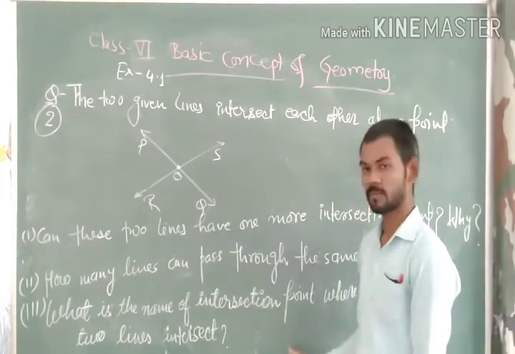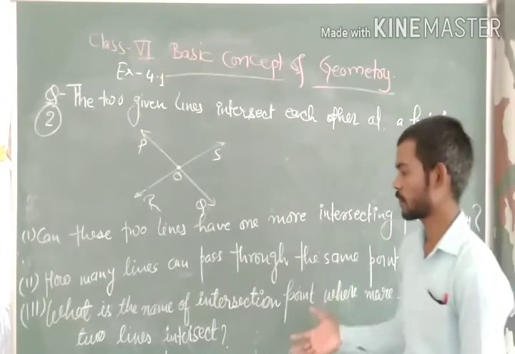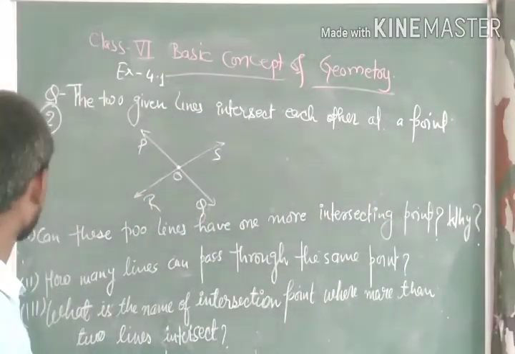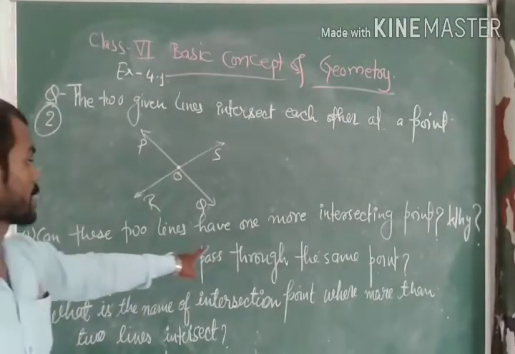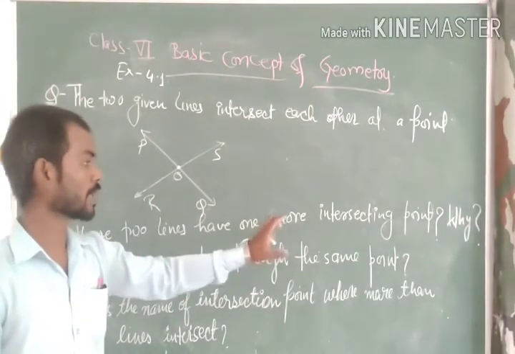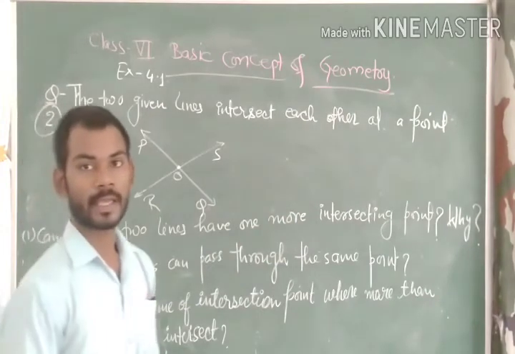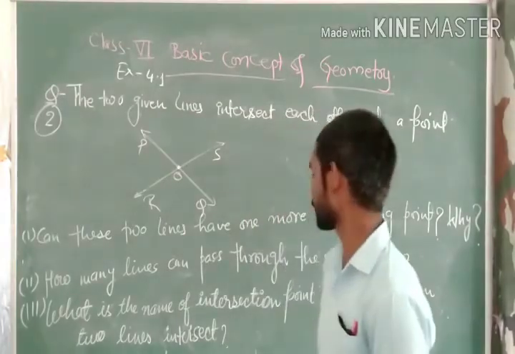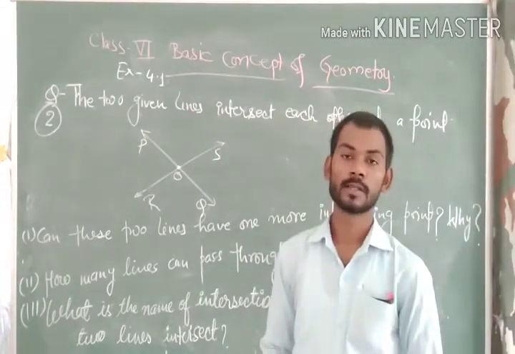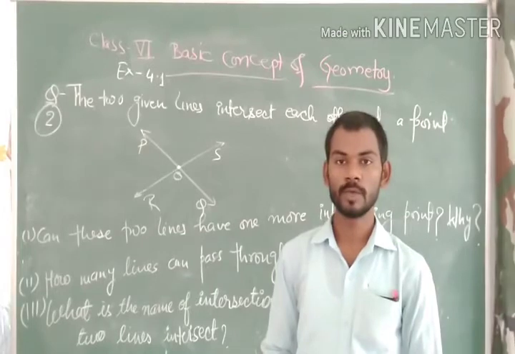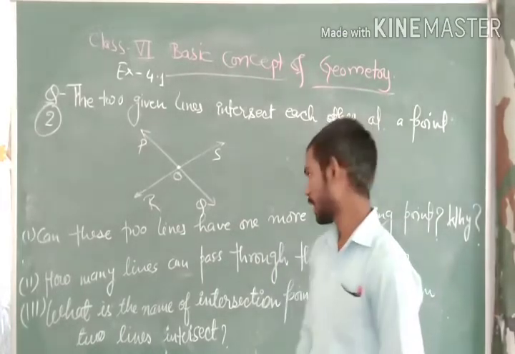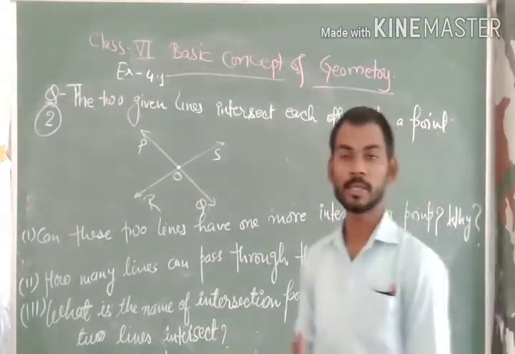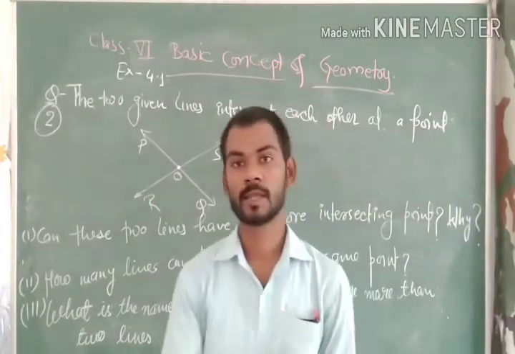The questions are given below, for which we have to give the answer. The first question is, can these two lines have more than one intersecting point? Then our answer will be no. And again asking why? If our answer is no, then why?